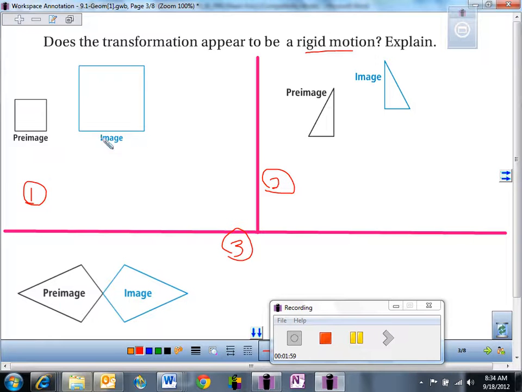So number one, we go from black to blue, so this is pre-image to image. Is distance and angle measure preserved? Distance is not, angle measure is, so this would be a no because side length is not preserved. Number two, this is going to be a yes. Length and angle measure is preserved. It looks like it's going to be a translation and a reflection to get from black to green. And last, we have from black to blue, this would also be an isometry or a rigid motion because side length and angle measure are preserved.